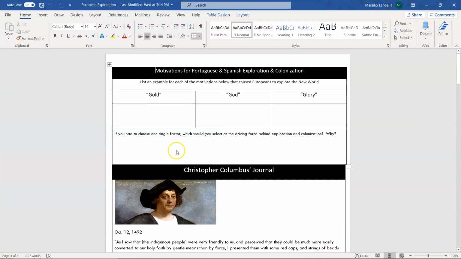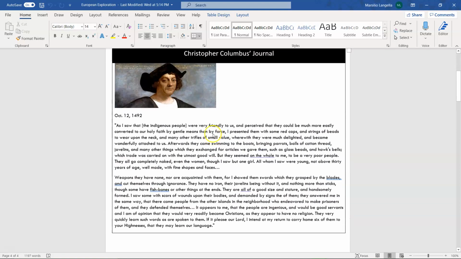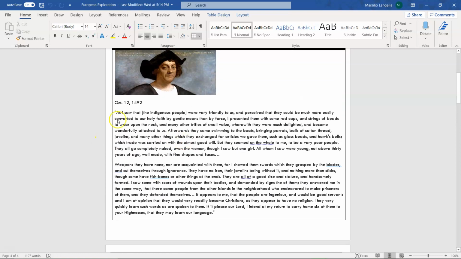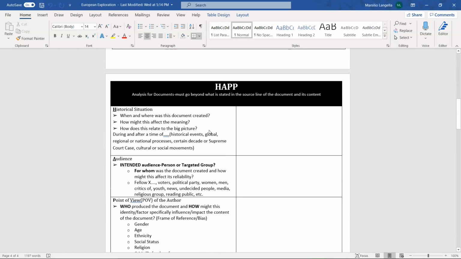There's a few parts, and I'll explain it to you. I'm not going to go too much in depth here, but the first part is going to be explaining an example for each of the 3 G's. And then, if you had to choose which of these factors was the major driving force for exploration, explain why. Then we're going to jump into a Christopher Columbus journal entry. You're going to read this journal entry and fill out the HAP analysis.